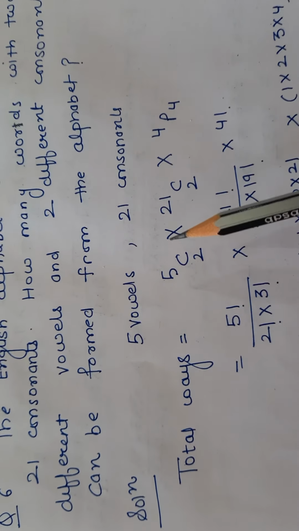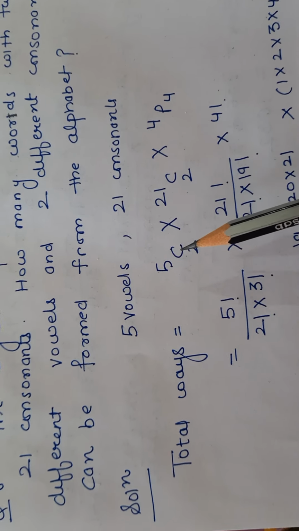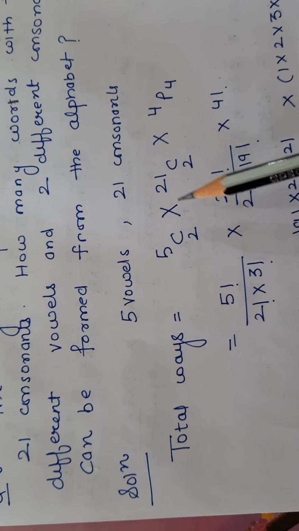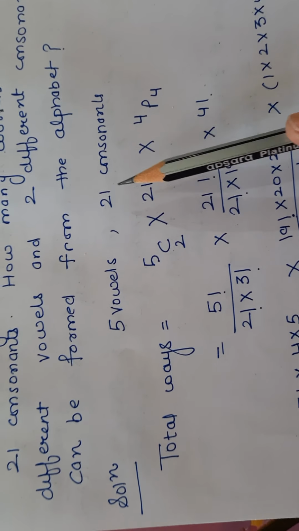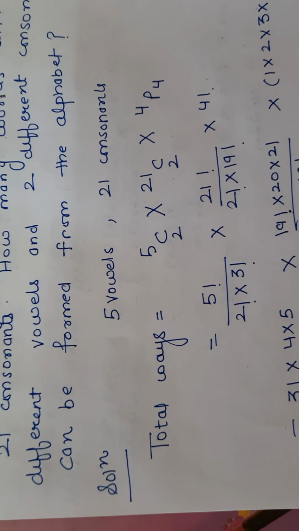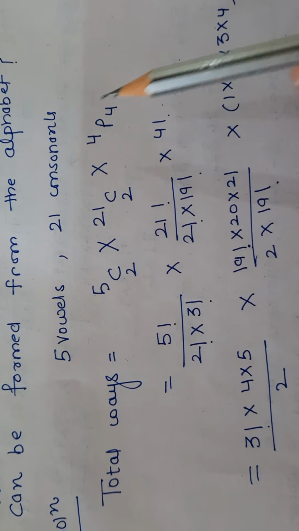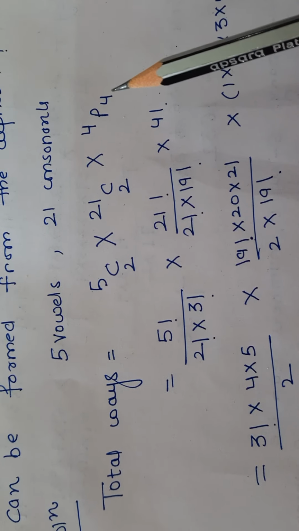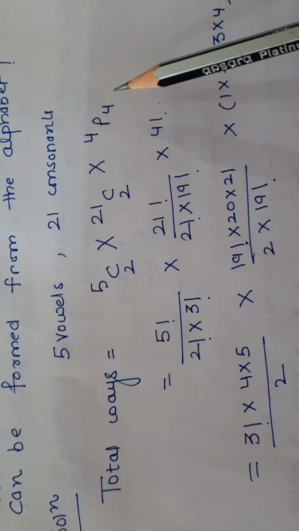So first you have to select 2 vowels. For selection we'll apply combination. So the ways are 5C2, and then you have to select 3 consonants from 21 consonants. So this is 21C3 into arrangements of these 5 letters. Now for arrangements we need to apply permutations. So the total ways are 5P5.